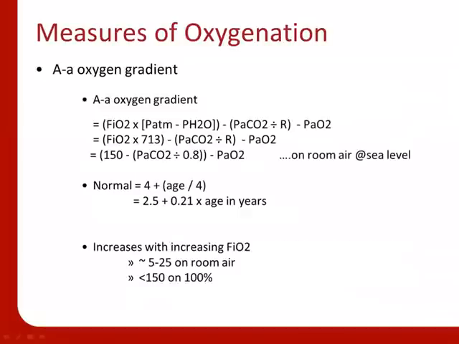And so if you plug all these things into the formula, on room air at sea level, you end up with the AA gradient being 150 minus the arterial PCO2 divided by 0.8, minus the arterial PO2. And normally there's a couple equations that you can use to come up with the expected value. The age divided by 4 plus 4 is the most common one that we use, and that applies at room air. So as you're breathing in increased amounts of FiO2, what's considered normal increases. You can see somewhere around 5 to 25 is normal on room air, and then less than 150 is normal when you're around 100% oxygen.